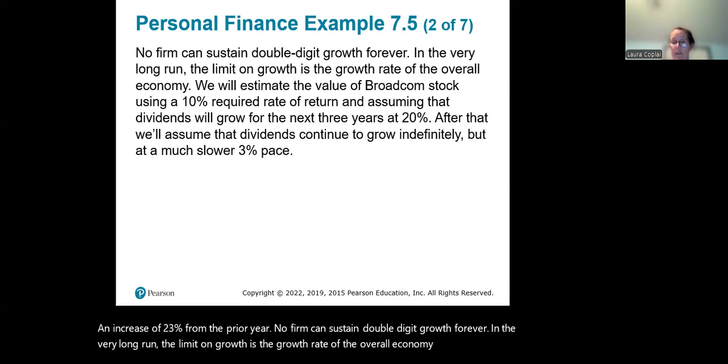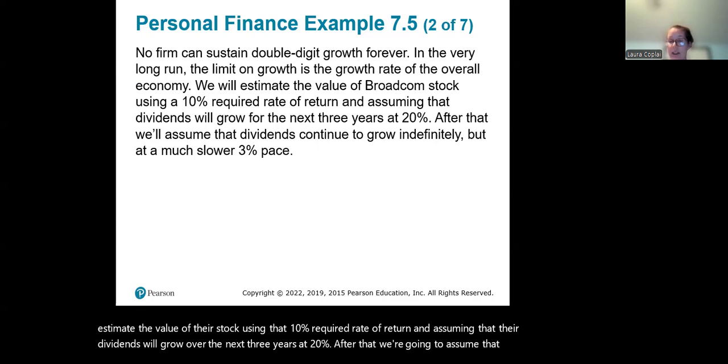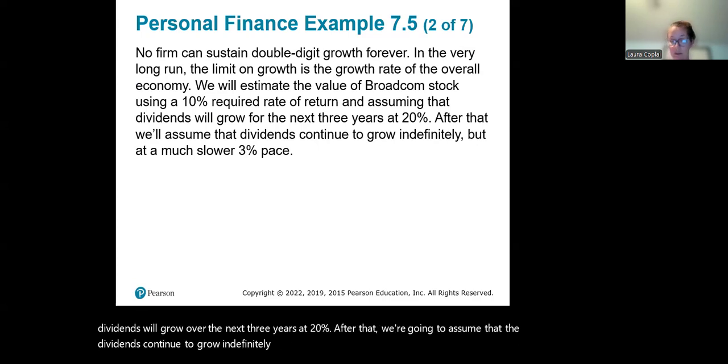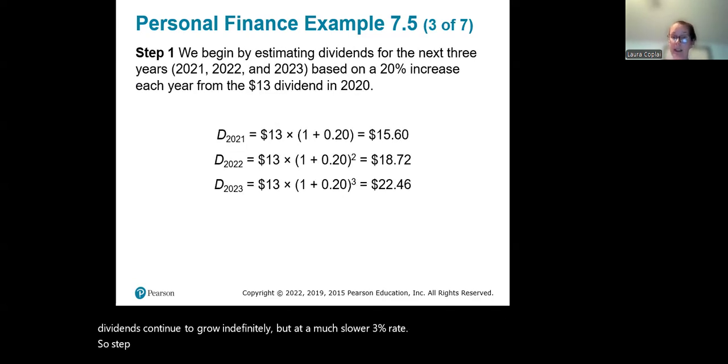So we're going to estimate the value of their stock using that 10% required rate of return and assuming that their dividends will grow over the next 3 years at 20%. After that, we're going to assume that the dividends continue to grow indefinitely, but at a much slower 3% rate. So step 1, we're going to estimate dividends for the next 3 years, 21, 22, and 23, based on that 20% increase each year from the $13 dividend.